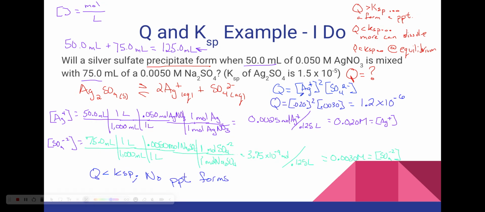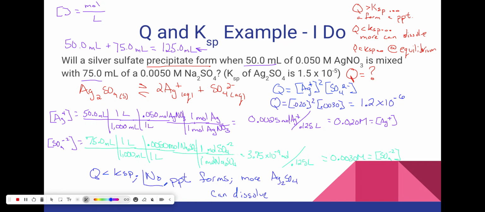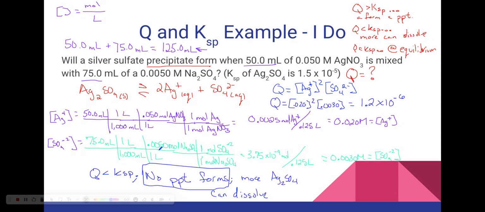Instead, what's going to happen is, according to Q, more Ag2SO4 can dissolve. So our answer here is in fact no. And not only is our answer no, but according to Q, which is less than our KSP, more silver sulfate is actually going to dissolve.